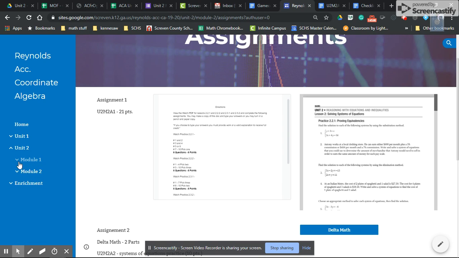We're working on these assignments in class as well. So they should have ample time if they know what they're doing and if they're asking questions. They shouldn't be sitting at home trying to do a bunch of Delta Math questions if they don't understand how to do it. They need to be asking questions in class. So please encourage your students to ask questions.